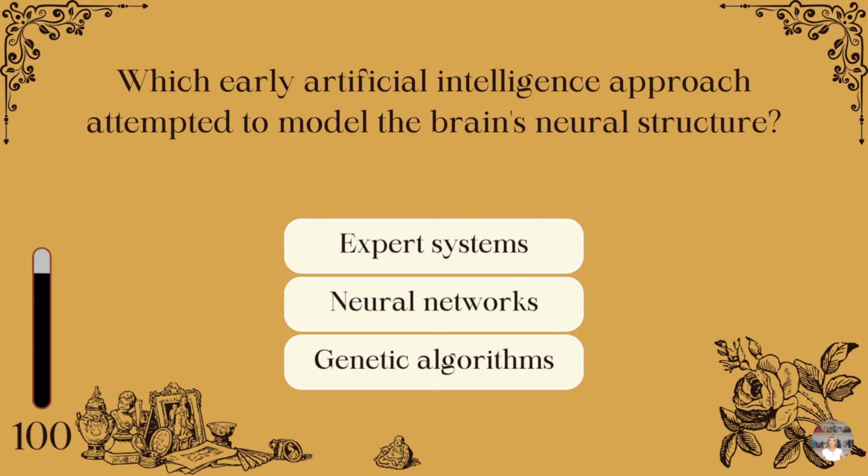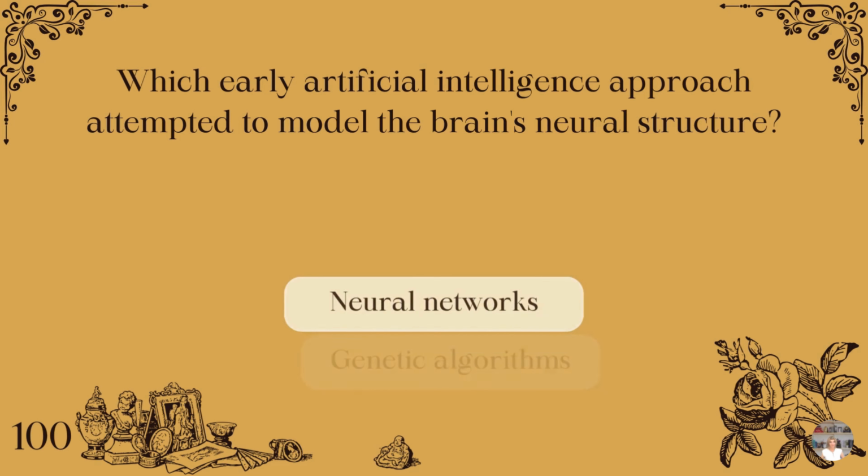Which early artificial intelligence approach attempted to model the brain's neural structure? Expert systems, neural networks, or genetic algorithms? Neural networks.